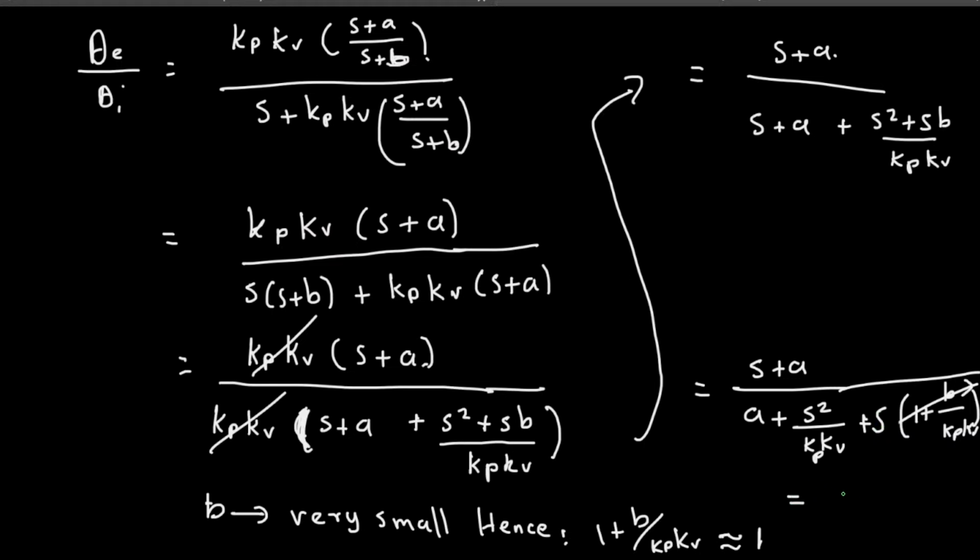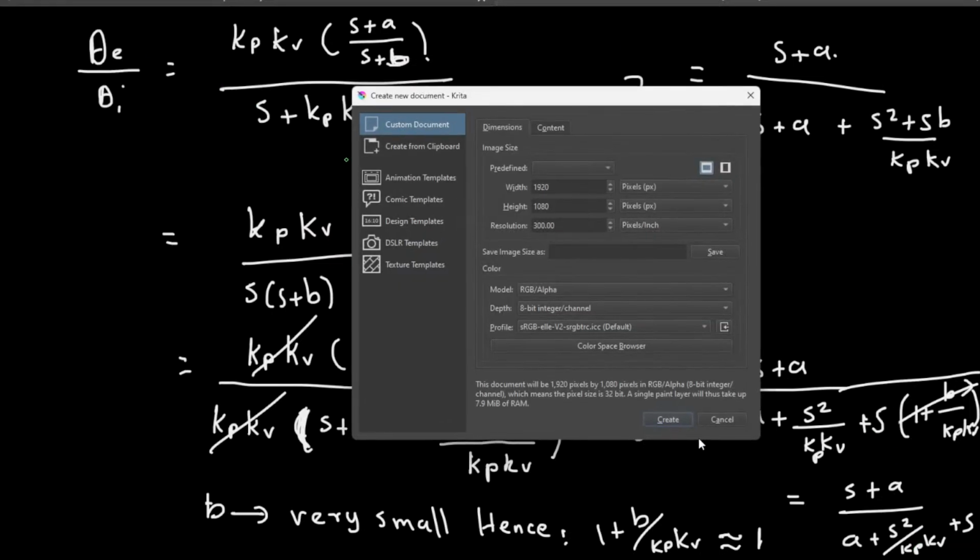Then we are going to have s plus a divided by a plus s square over kpkv, and then plus s. Now that's what we have. We can do another thing. If you want to bring this kpkv to the numerator, you have to just multiply top and bottom by kpkv. So you will end up having this. I go to next page and write that one.